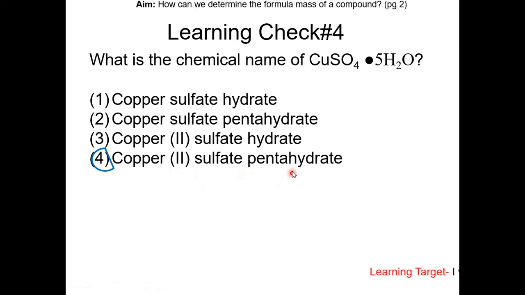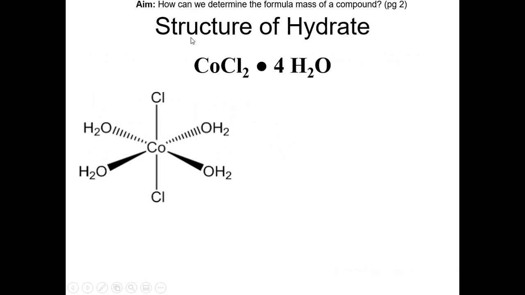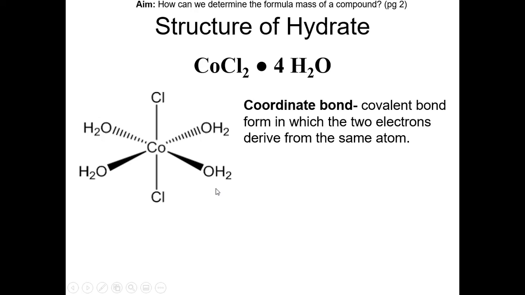Copper 2 sulfate pentahydrate. Here's the structure of the hydrate of cobalt 2 chloride tetrahydrate. The bond between the cobalt and the water molecule is called a coordinate bond. A coordinate bond is a covalent bond in which 2 electrons derive from the same atom. So in this case, the electrons in the bond are coming from the oxygen, not the cobalt. The cobalt is not contributing any electrons in this bond. The Regents doesn't really ask any questions about coordinate bonds anymore.